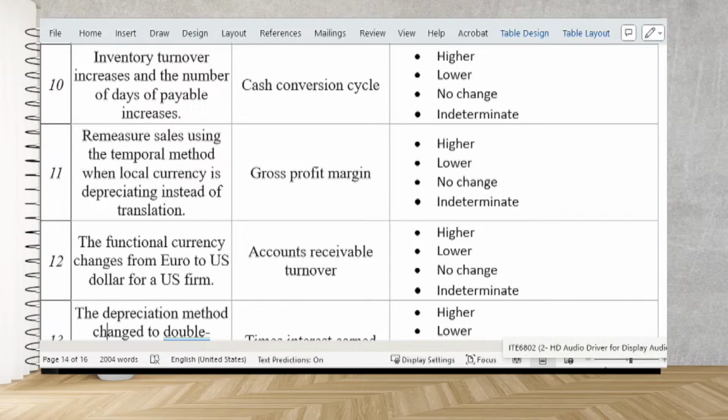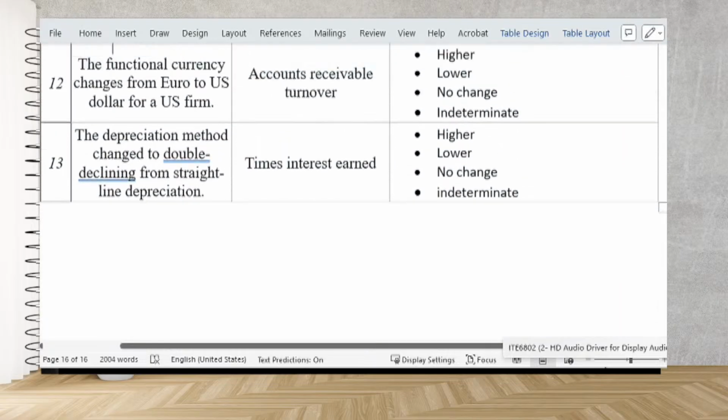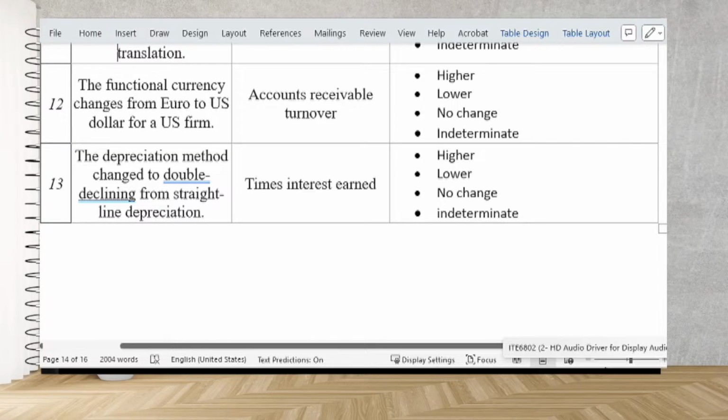See what happens generally if I am converting from euro to US dollar. Receivable turnover sales we calculate with the average rate, and the accounts receivable we calculate with the closing rate. But as we don't have the information, either you mention no change or indeterminate. I prefer indeterminate. Then question number 13.